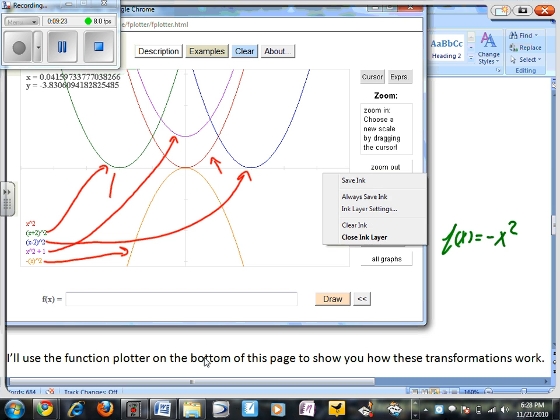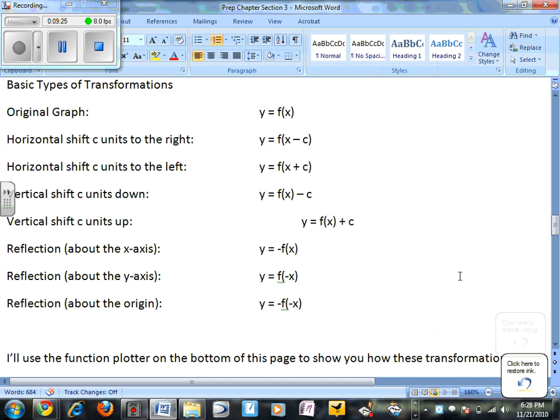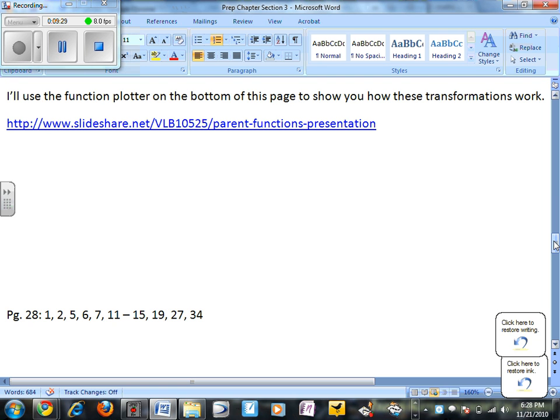All right. I don't think that's too tough. We hit on that quite a bit last year, so I'm not too worried about that. Here's your function for part 1 of the prep section, section 3.